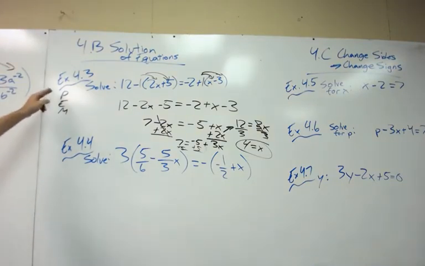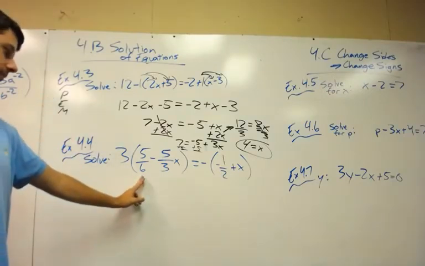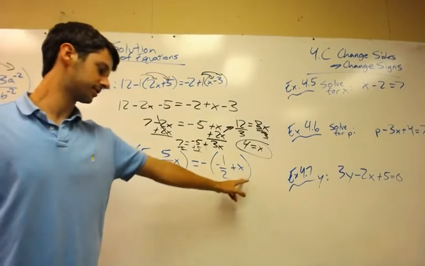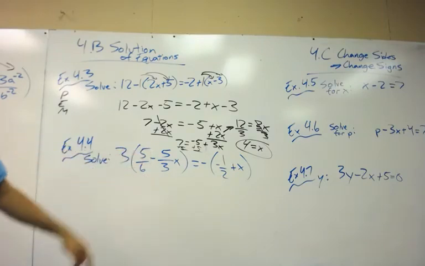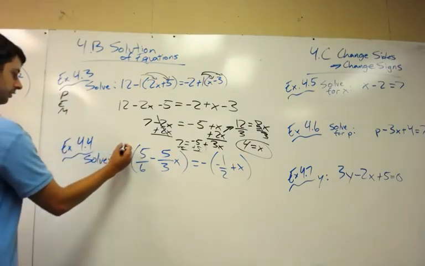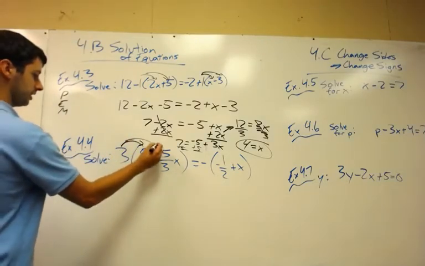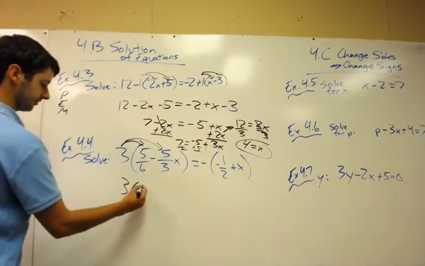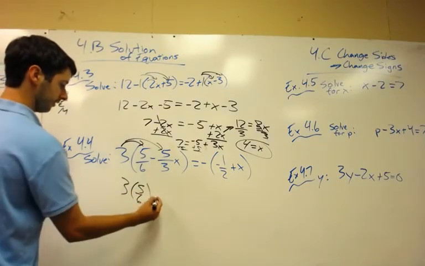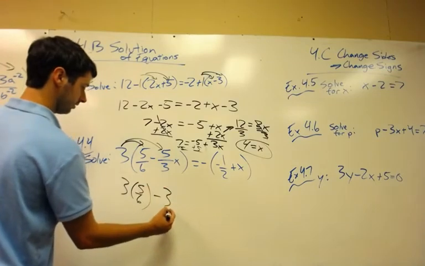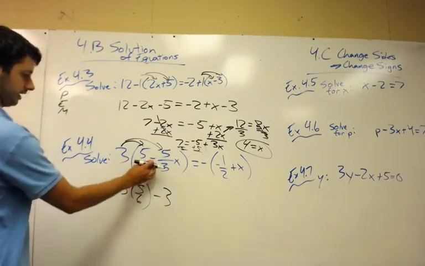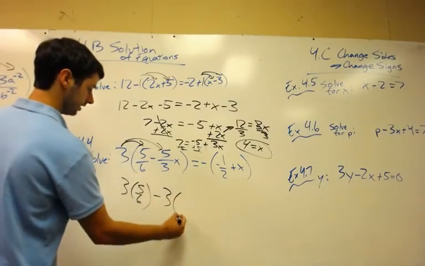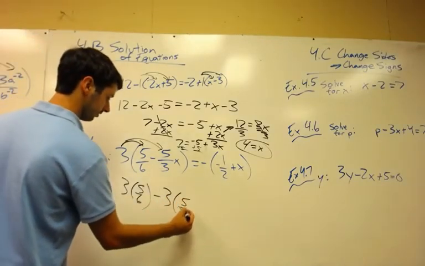First, order of operations, parentheses. Can you solve inside of it? No, these are not like terms. No, these are not like terms. No exponents. Multiplication. Yes, we can multiply because we can distribute. So I'm going to distribute 3 times 5 over 6 minus 3, negative, minus 3 times 5 over 3x.